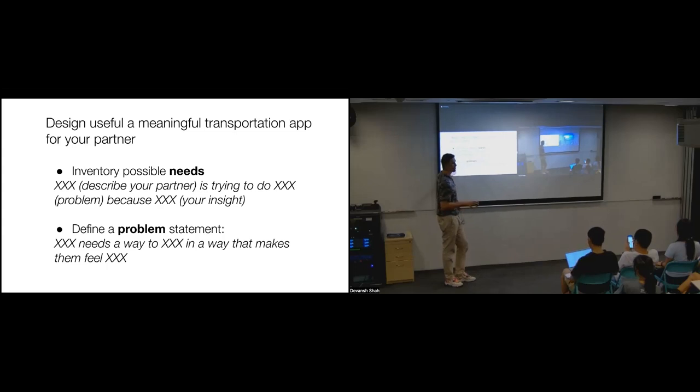And the second one is about the problem. Someone needs a way to do something in a way that makes them feel somehow. Again, the description of a person for whom you are building a solution needs a way to resolve a problem, about which you are talking, in a way that makes them feel how? So when we were talking about security, I'm not going to do it for you, but you will now have 4 minutes to do it for yourself.